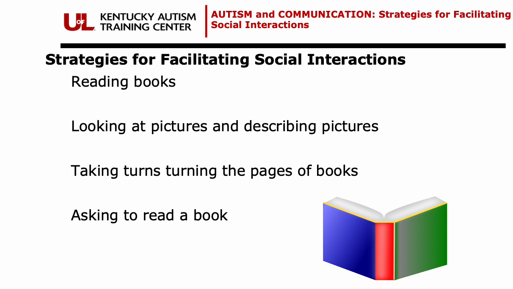Shared and interactive book time is always a good choice of an activity that can be implemented that provides multiple opportunities for social interactions in addition to providing language building opportunities. The child with autism could first gain the attention of the communication partner, the caregiver or professional, by calling the person by name and asking to read a book, or simply gesturing by picking up the book and handing it to the caregiver or professional.